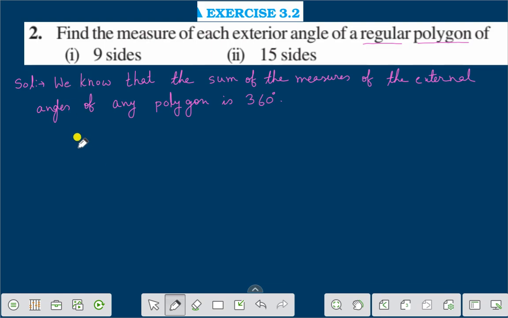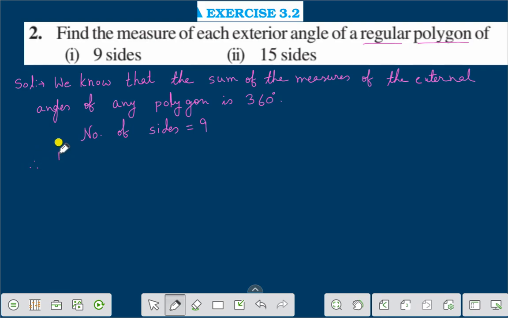And here the number of sides of the polygon is given, which is equal to 9. And you know that in the case of a regular polygon, all the sides are of equal length and all the angles are also equal. We will find the measure of each exterior angle.